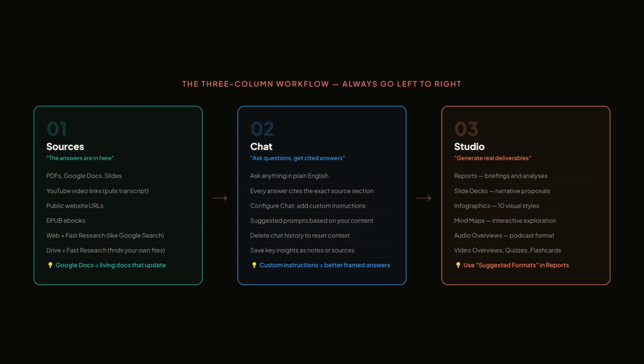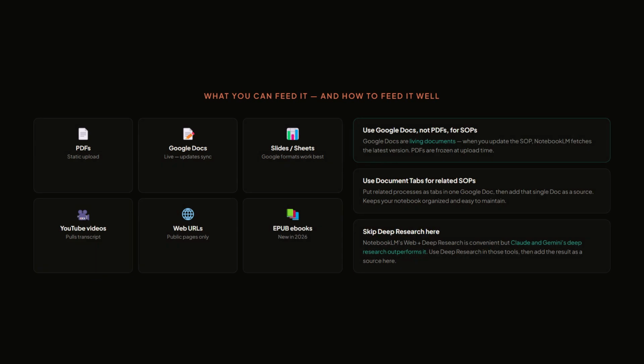flashcards, quizzes. The key insight: don't jump to Chat or Studio until your sources are solid, what you can feed it and how to feed it well. You can add Google Docs, PDF, YouTube videos, websites, slides, and now EPUB files. Up to 300 sources per notebook, up to 500,000 words each. The single most important tip: use Google Docs instead of PDFs wherever possible.